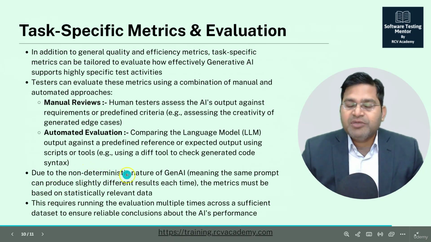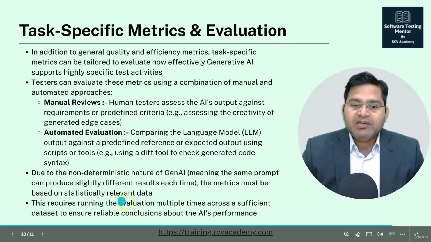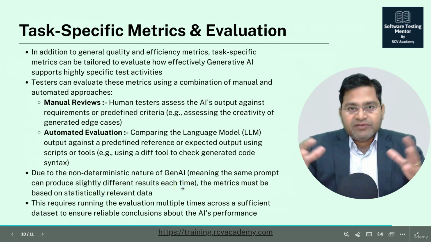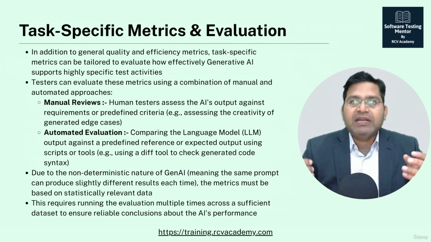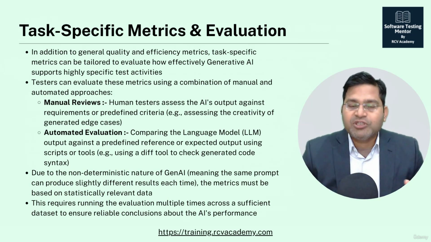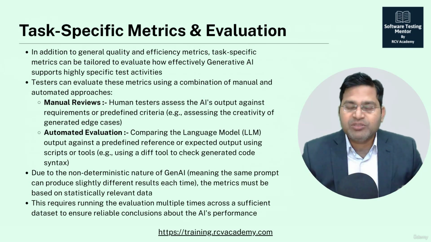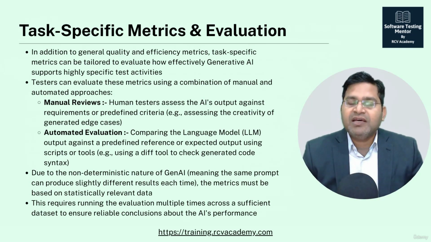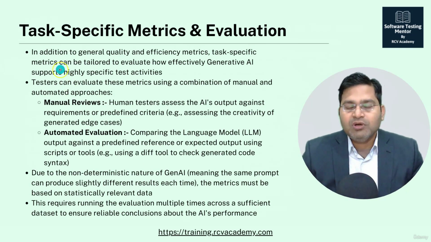Now with this non-deterministic nature, you should be running the evaluation multiple times across a sufficient data set, which ensures reliable conclusions about the AI's performance. So task specific metrics is more of what, as an end user, you see manually in the output being generated, whether it is of good quality, usable, whether creativity and edge cases are there. In the automated evaluation, you can put in some tools to automatically check the quality of the code and all of that detail. Okay, so that's more in the metric section, the task specific metrics and evaluation.